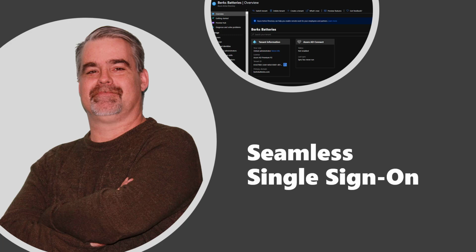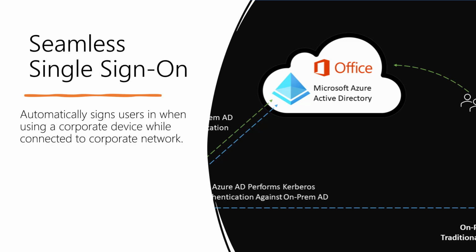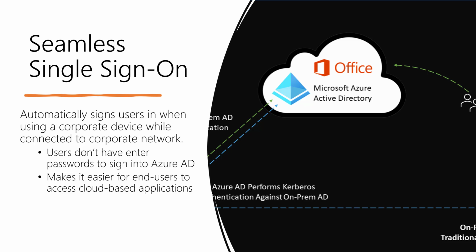Azure AD Seamless Single Sign-On, or Azure AD Seamless SSO, which is probably how I'll refer to it from here on out, automatically signs users in when they're using a corporate device while connected to the corporate network. When you enable Seamless SSO, users don't have to enter their passwords to sign in to Azure AD. And more often than not, they won't even have to type in their usernames either. This makes it easier for end users to access cloud-based applications without the need for any additional on-prem components.